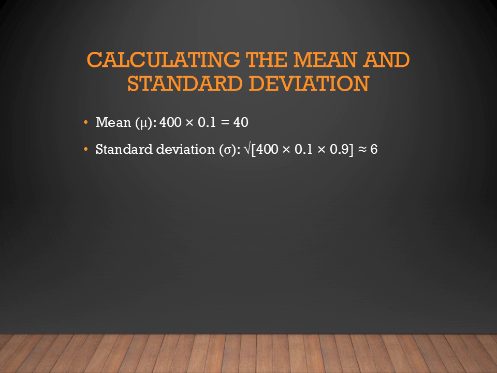Let's compute the key numbers for our normal approximation. First, the mean, μ, is n times p. That's 400 times 0.1, which gives us 40. So on average, we'd expect 40 students to pass. Next, we find the standard deviation, which is the square root of n times p times (1 minus p). That's the square root of 400 times 0.1 times 0.9, which works out to the square root of 36, or 6. These numbers define the center and the spread of our normal curve.